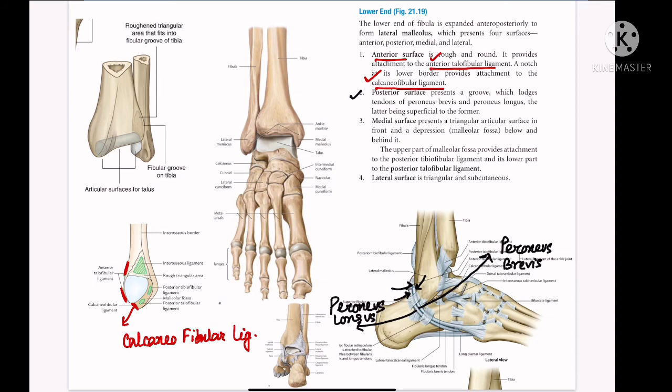Okay, so let's mark the peroneus longus with red. So this is the peroneus longus in red, and let's mark the peroneus brevis with black. This is the peroneus brevis. So the peroneus longus and peroneus brevis tendons lodge in a groove on the posterior surface of the lateral malleolus.